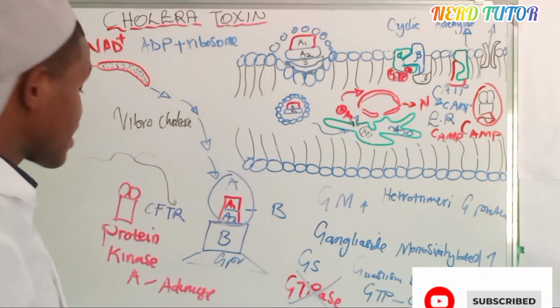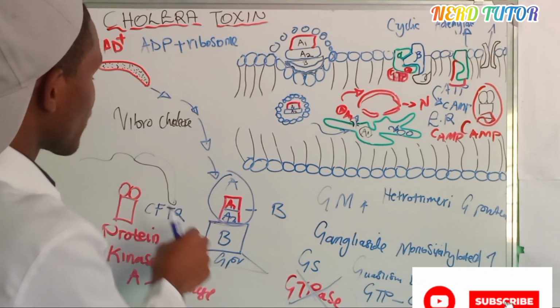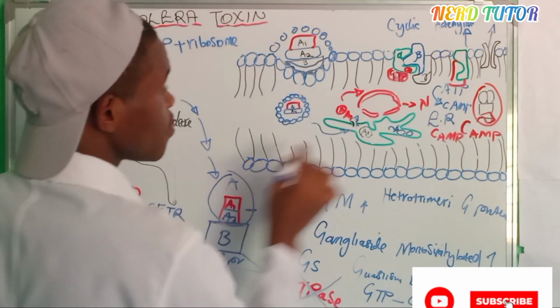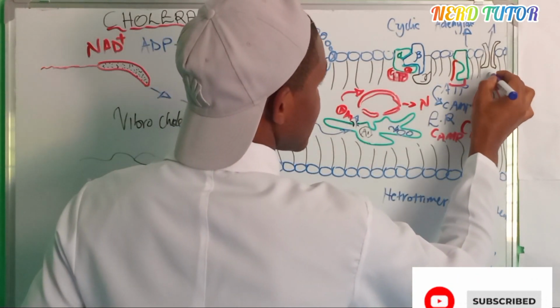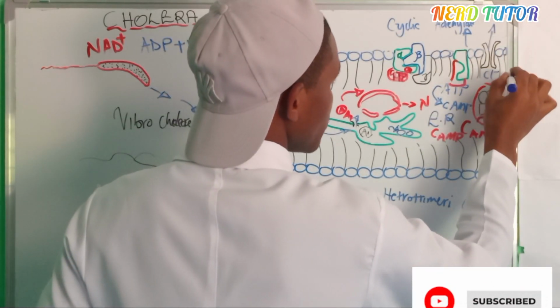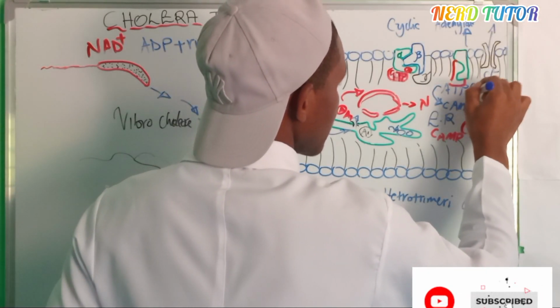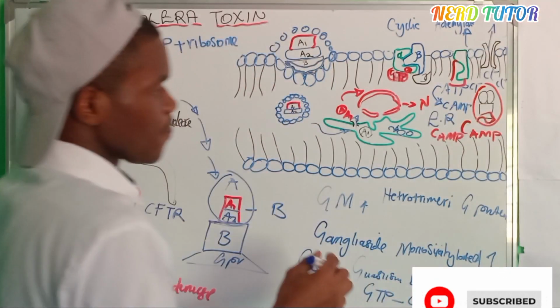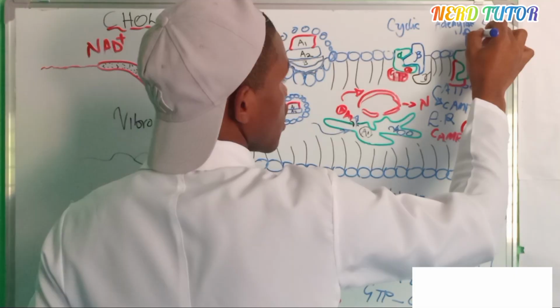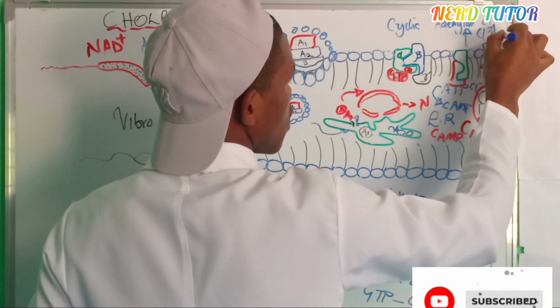So this is the one which regulates. In short, it is responsible for taking chloride ions out of the cell. A lot of chloride ions will be going out. They will be leaving the cell, a lot of chloride ions going out like that.